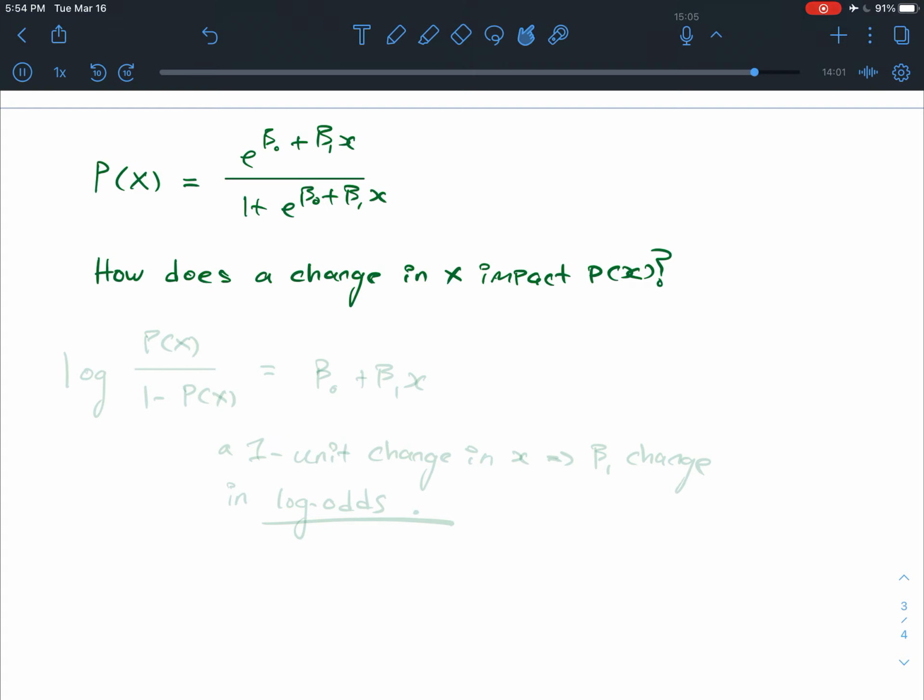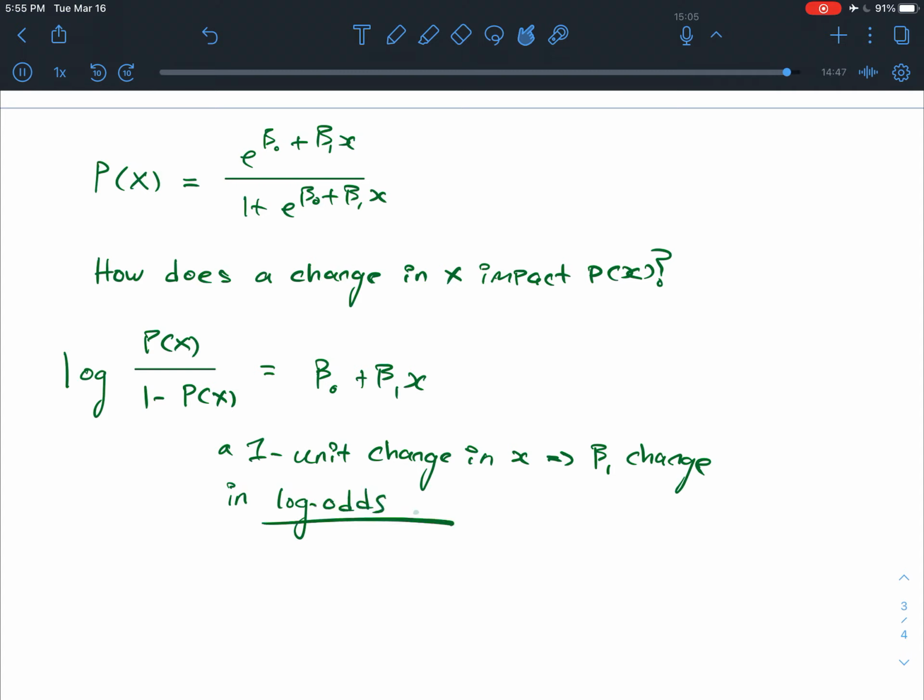So we actually never really talk about how a change in x changes its probability. We instead talk about this transformation. So as I showed you in class, I'll skip some of the details. We look at the log odds, so log of p of x divided by 1 minus p of x. Because this is linear: beta naught plus beta x. So the interpretation here is the same as in linear regression. So you say a 1 unit change in x implies a beta 1 change in log odds.